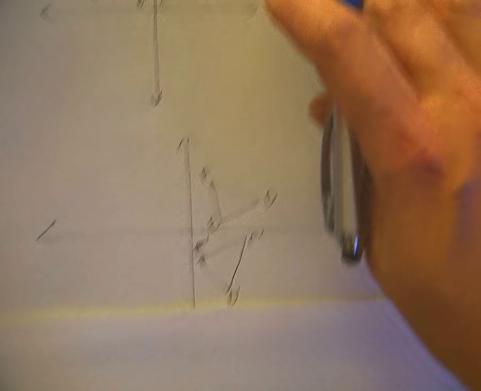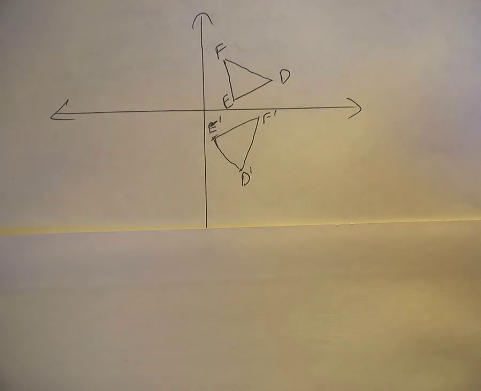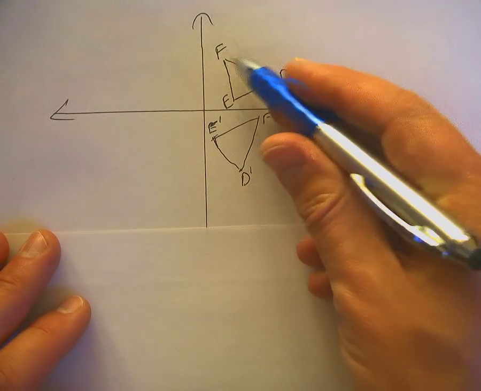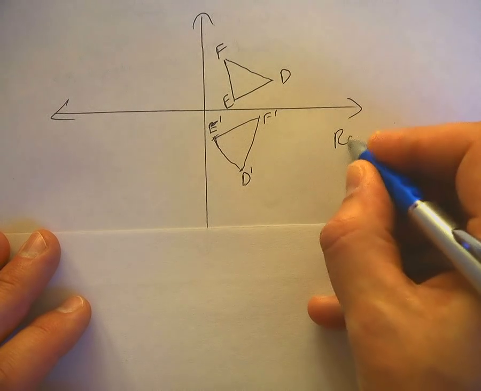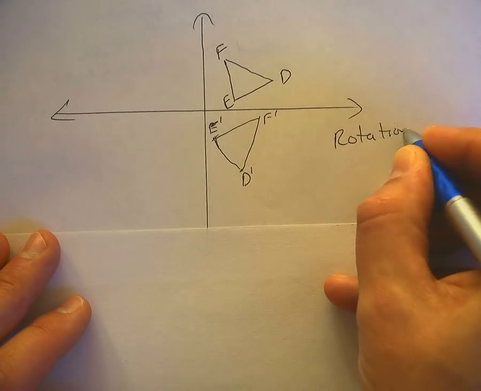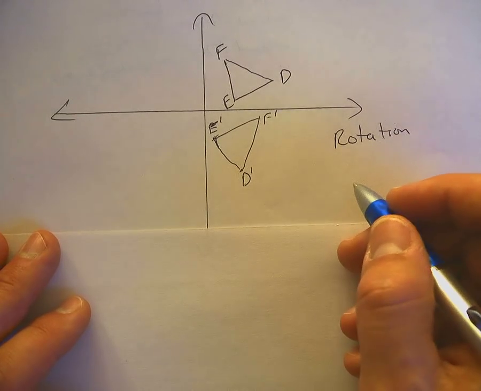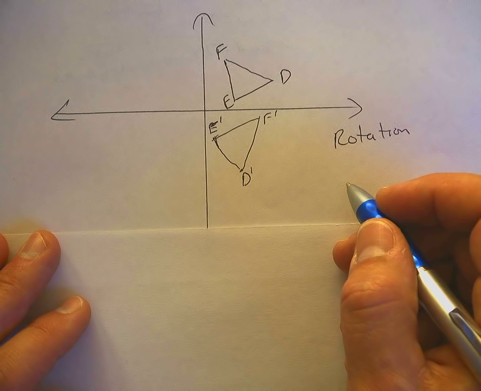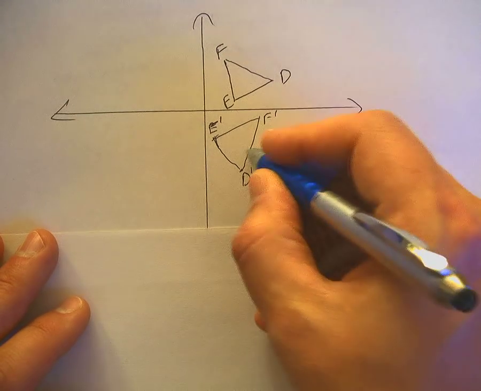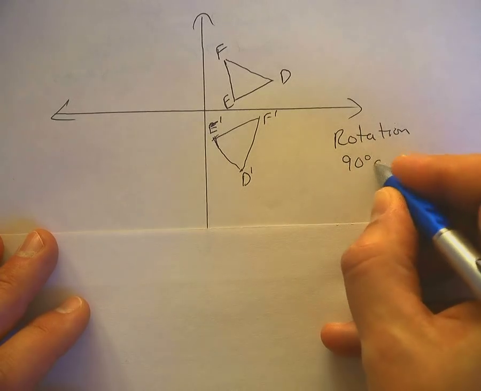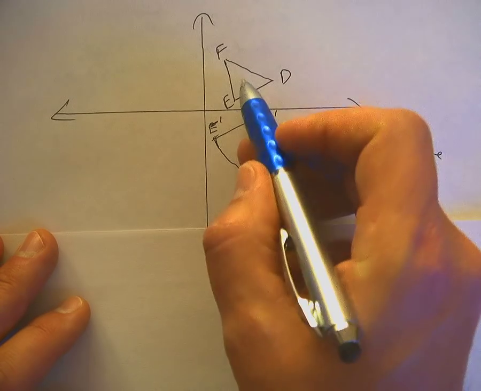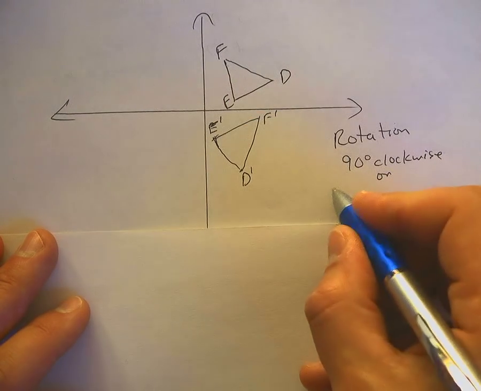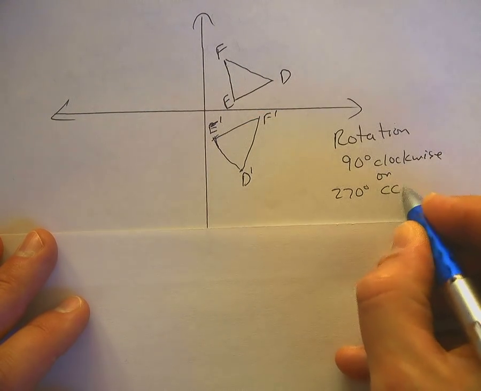Okay, next. Going to this one. You see D is going to D prime, F to F prime, E to E prime. You can see it's being rotated, so it's a rotation. And with this rotation, how many degrees are we going? Well, it looks like we're going from here to here, so that would be 90 degrees clockwise, or we're going this direction, we're going 270 degrees counterclockwise.